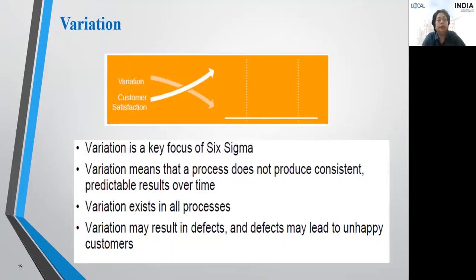So what is variation? Variation is a key focus of Six Sigma. Variation means that processes do not produce consistent, predictable results over time. Variation exists in all processes. Variation may result in defects, and defects may lead to unhappy customers. So when you have less variation, the cost of poor quality is less, the quality is good, your customer is satisfied, and automatically you get repeated orders from the customer. This is what we need in our business and in our activities.